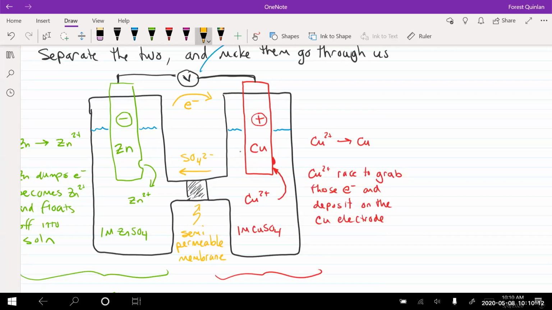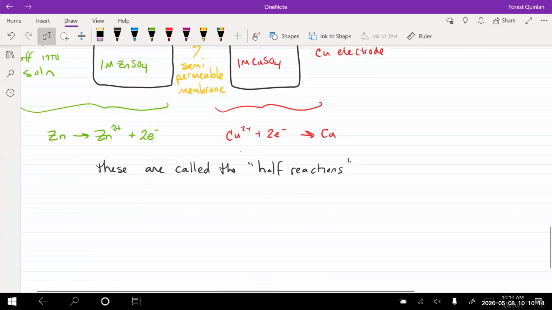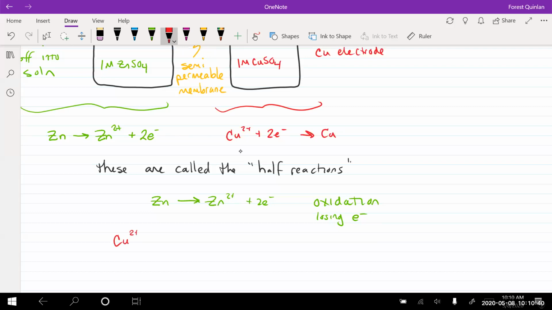So what we do in this, and I should point out real quick, this zinc going to become zinc 2+ and the 2 electrons, this is the oxidation because it is losing the electrons. And this copper 2+ gaining those 2 electrons is the reduction.